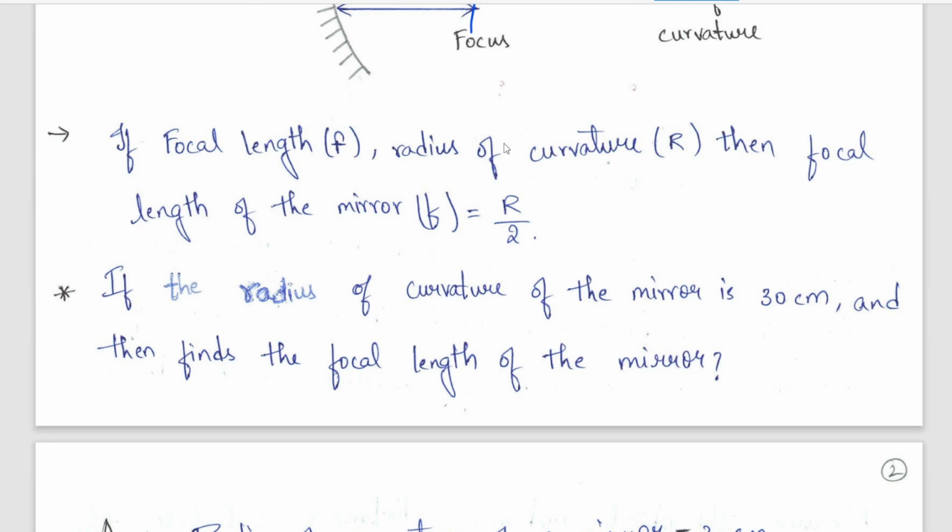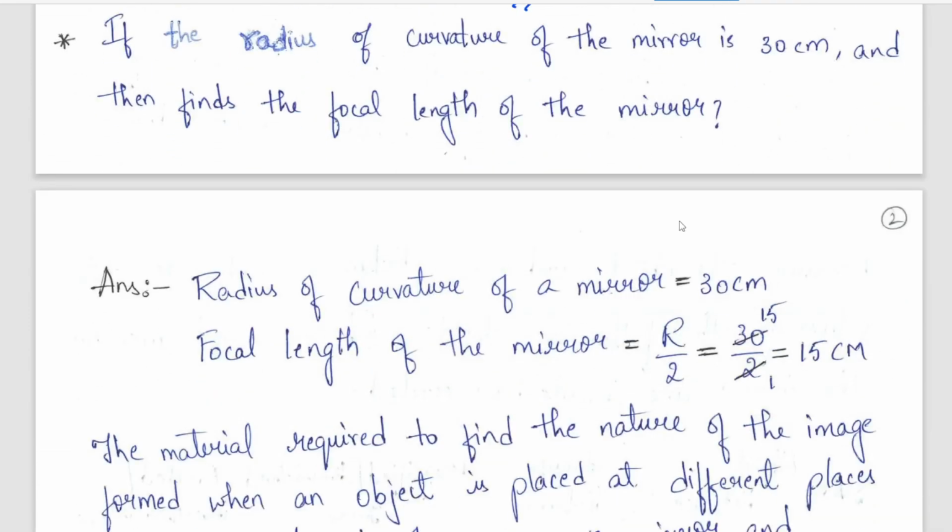So as the definition defines, the formula will become: the focal length of a mirror will be r by 2, right? It is half of the radius of curvature. So obviously the formula will be r by 2. Okay. So next there is a question based on the focal length.